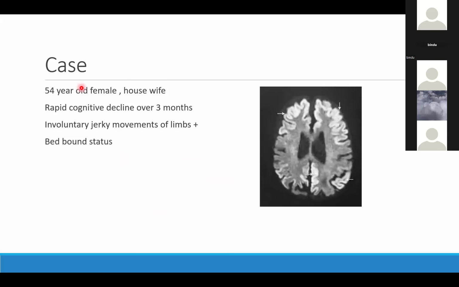Coming to a case, a 54-year-old female, housewife, with history of rapid cognitive decline over the past 3 months with involuntary jerky movements of limbs and bedbound status. Her imaging showed cortical ribbon pattern.